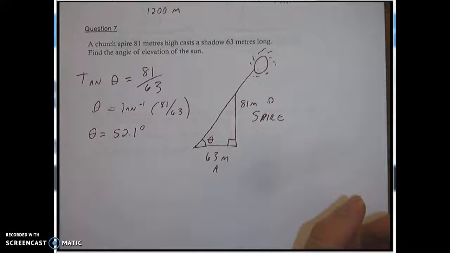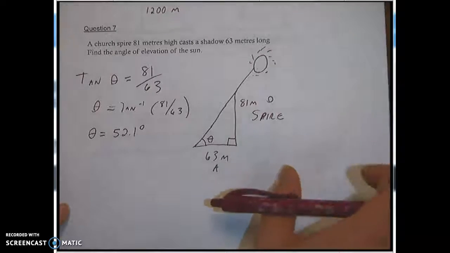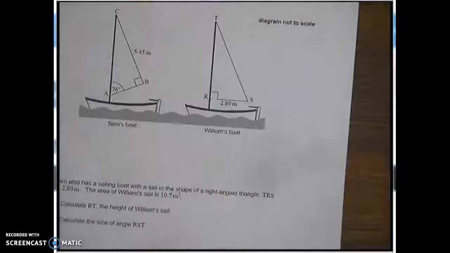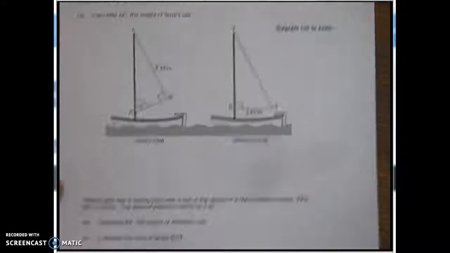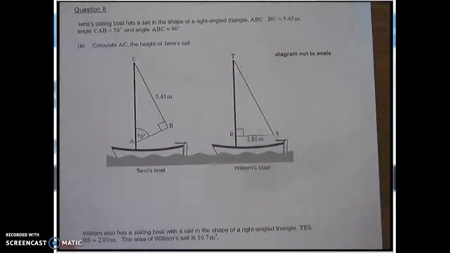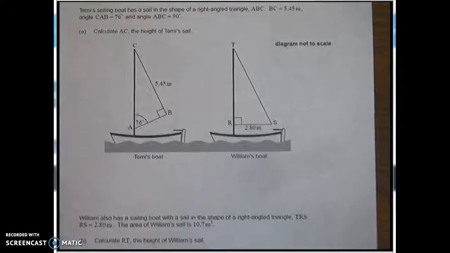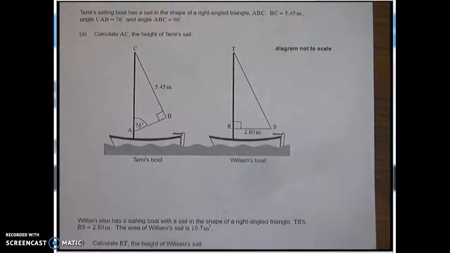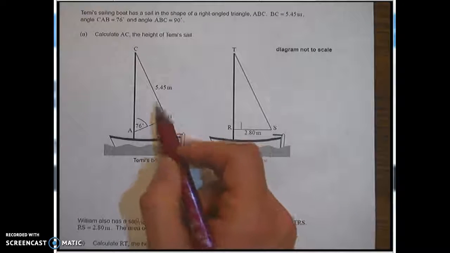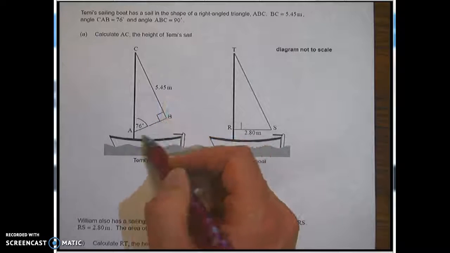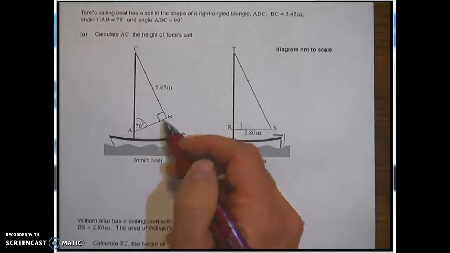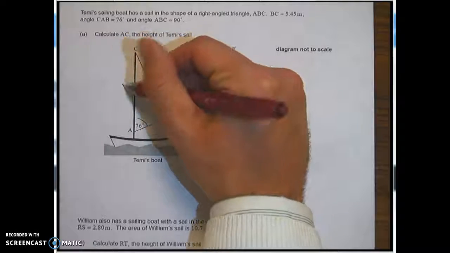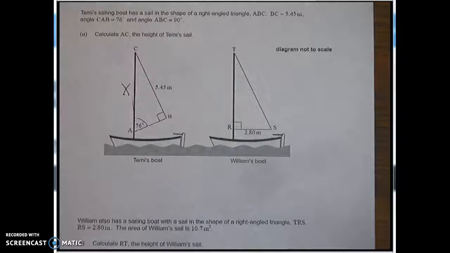All right, I have one more I wanted to show you here. It's the last one. It was on the IB exam last year. And it says that we've got a sailing boat in the shape of a right triangle, ABC. BC is 5.545 meters, CAB 76 degrees, and ABC is 90 degrees. Calculate AC, the height of the sail.